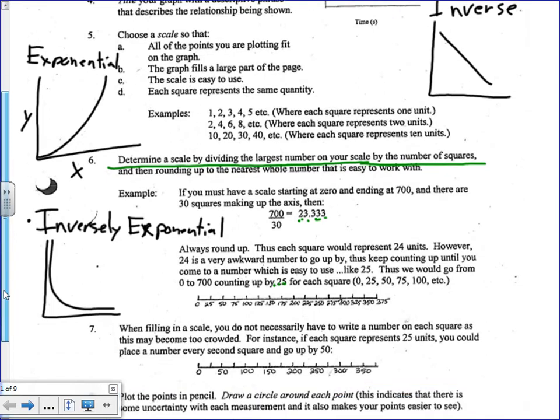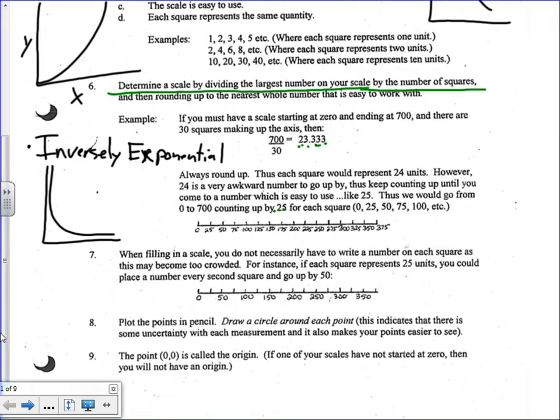Now, when you're filling up your scale, if you're actually doing this by hand, we said we would round this 23.333 to 25. So my first line would be 0, and then 25, and then 50, and then 75. But you can see as we get along here, those numbers get really scrunched together. It makes your graph kind of hard to read. I don't have to put a number on every single line. If I go 0, 50, 100, 150, will people understand that every line is still worth 25? Yeah, because I've left some lines blank, but it's a lot easier to read. Again, we're not going to do many by hand, but it's important you understand how this works.